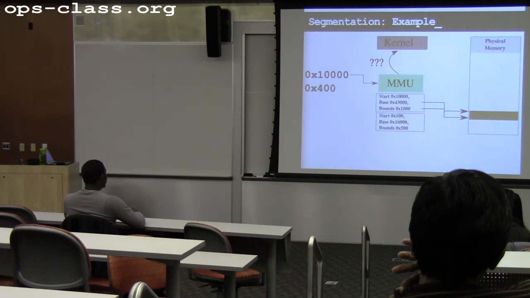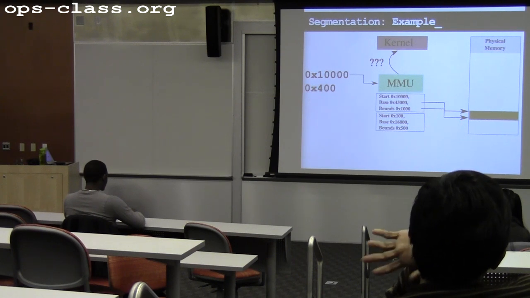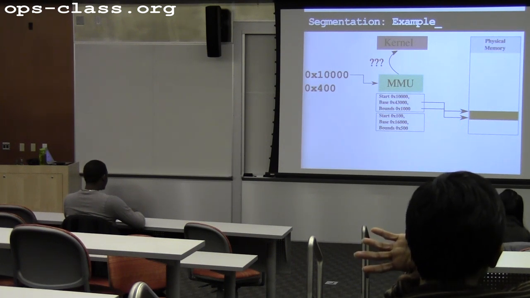And now let's say the kernel says, oh yeah, I hadn't told you this yet, but the process also has another segment. It starts at 0x100, extends for 500 hex, and is located currently at 16,000 in the physical address space. So how do I translate this address, Remo?